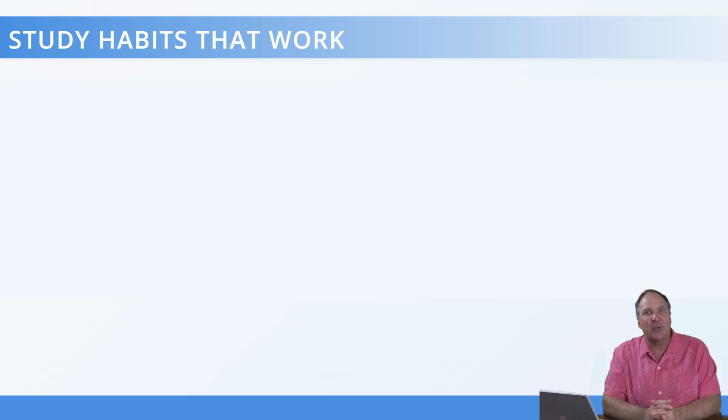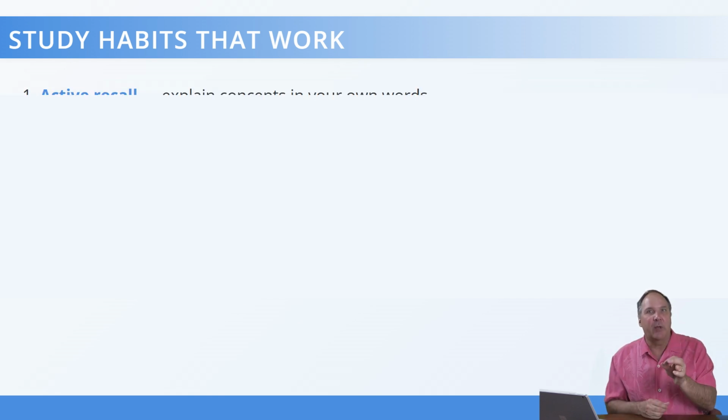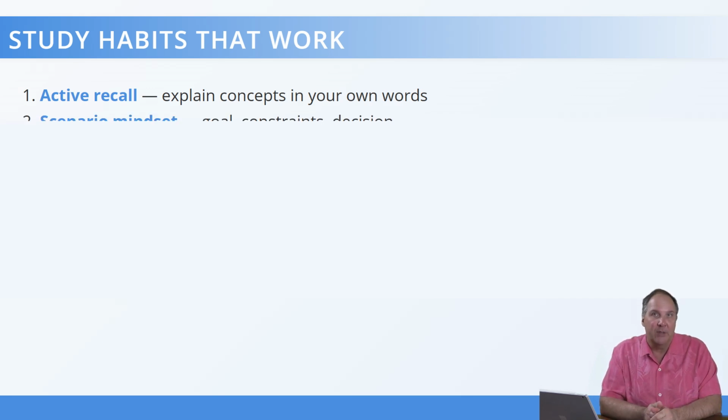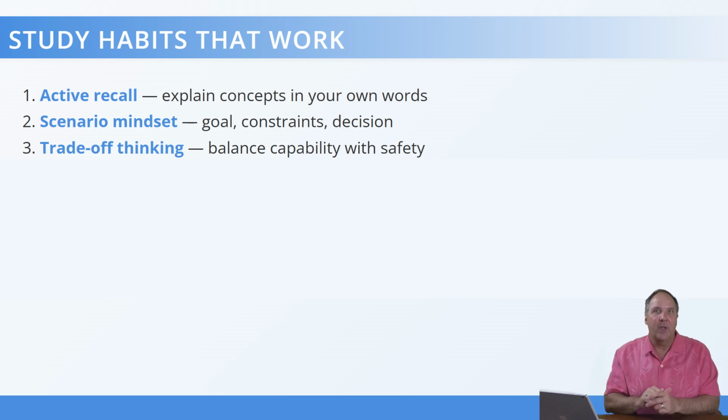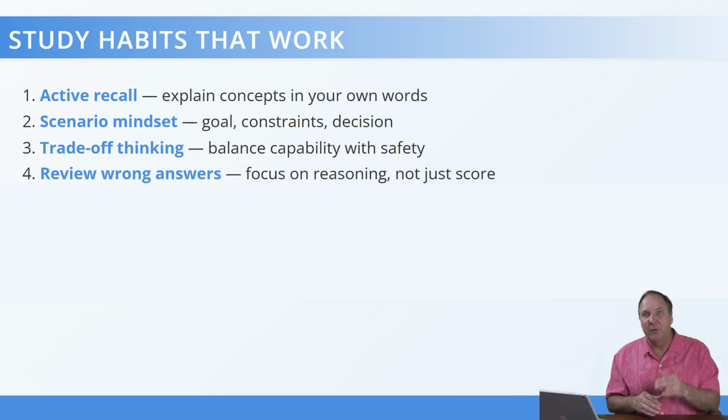Next, the habits that actually move the needle. First, active recall. Don't just read or listen. Explain the concept in your own words. Second, the scenario mindset. Always identify the goal, the constraints, and the decision. Third, trade-off thinking. Most correct answers are a balance, a compromise, balancing capability with safety. And fourth, review wrong answers to understand the reasoning, not just the score. These habits compound. If you build them early, scenario questions get easier later.